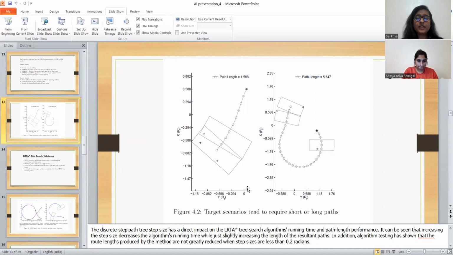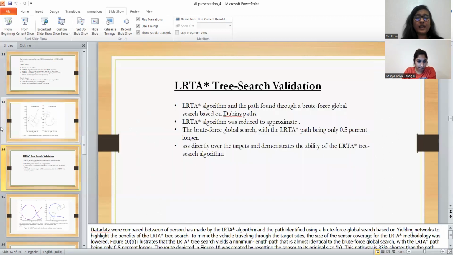LRTA search algorithm is running path and time length performance. It increases the step size, and as the step size increases, the algorithm running just slightly increases the length of these paths. And coming to the testing, it shows a step size less than 0.2 radians will measure these target scenarios algorithms. And coming to the LRTA search validations, LRTA A-star search validations like brute force global search based on Rubin's paths, and also directly dominated into LRTA A-star search algorithms based on global search, and these are measured at 0.5 percent longer than the other one, the brute force algorithm.